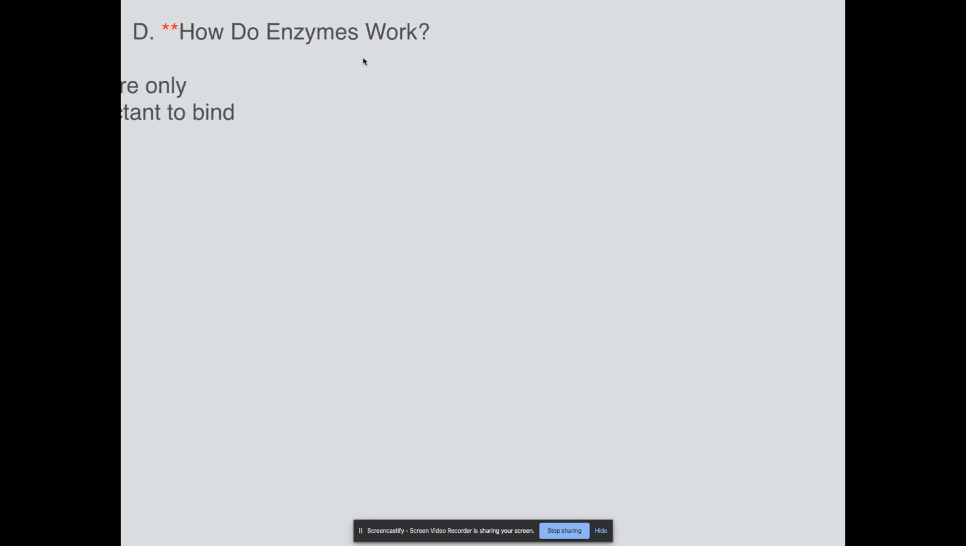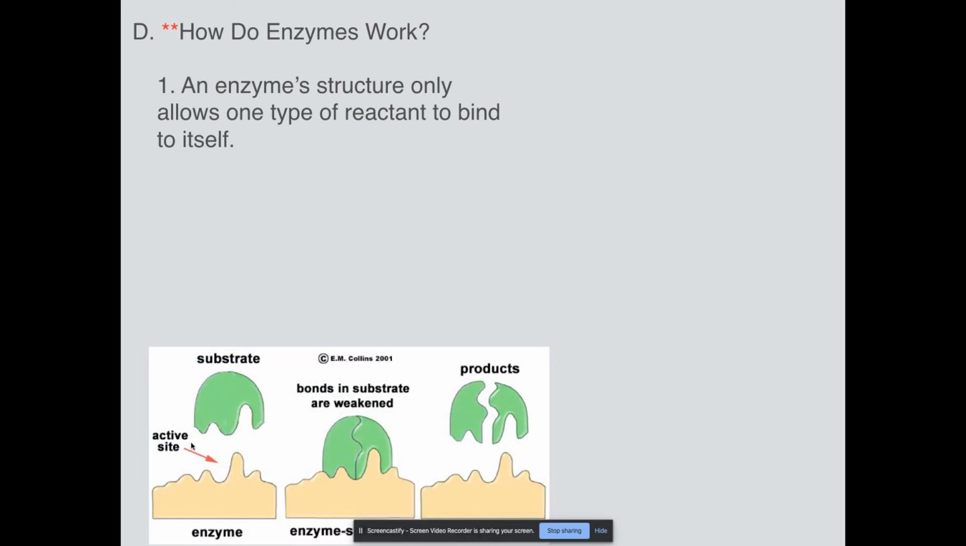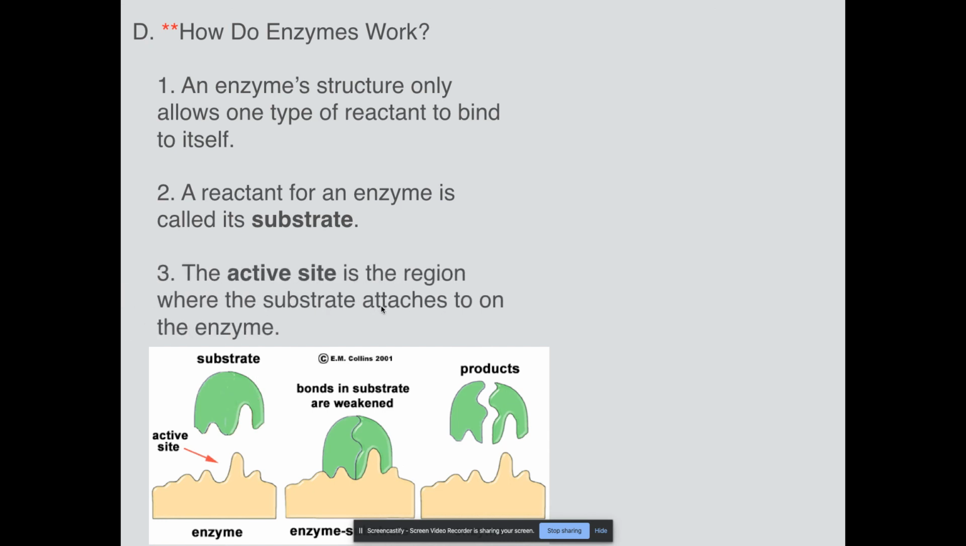And then how do enzymes work? Last but not least, right? An enzyme structure only allows one type of reactant to bind to itself. So here I've got my substrate, here I've got my enzyme, and then right here is my active site, which is where this little substrate binds. Notice it has a very particular shape so that only this would ever fit here. Something with a different shape would never be able to match the exact little outline of this active site. Like it says, reactants in enzymes, we call those substrates. Active sites are the region where the substrate attaches to the enzyme.